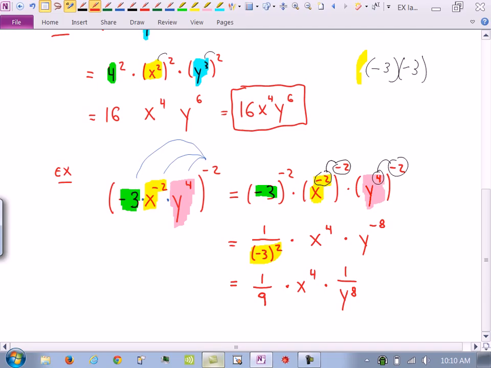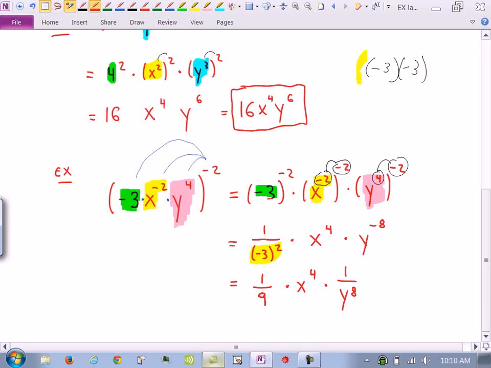And now I need to put all these together to get a final answer. So we need to talk a little bit about numerators and denominators here. I have two things living in the denominator, which is the bottom. I have a 9 and I have a y to the 8th. The x to the 4th, because it's not written as a fraction, automatically lives in the numerator.